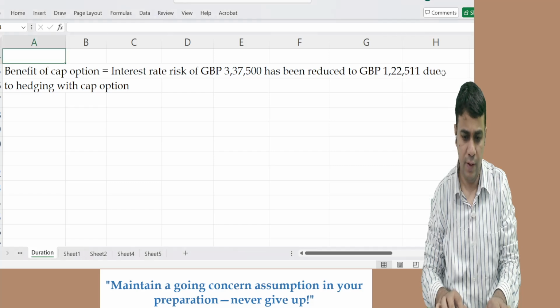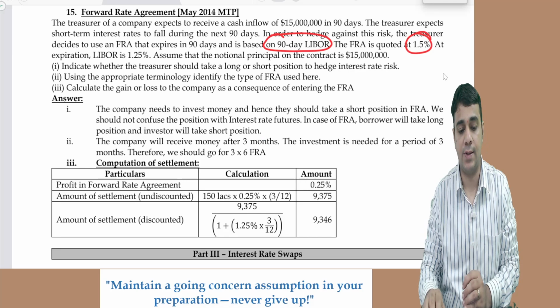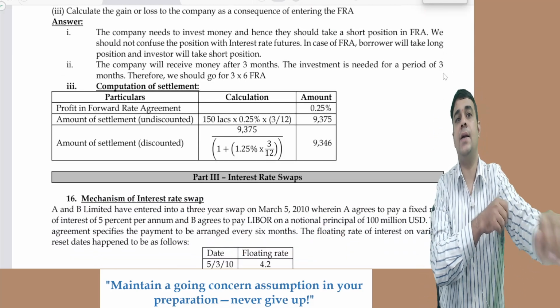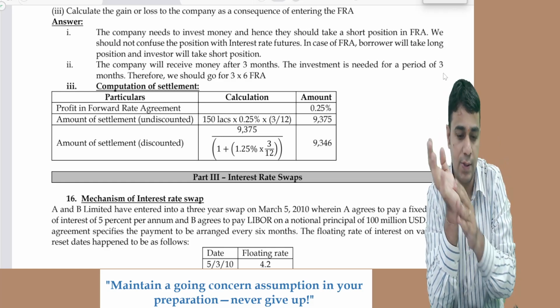Okay, we move to the last part of this chapter, which is called interest rate swaps. Let's understand this interest rate swap concept and then we do questions around it.